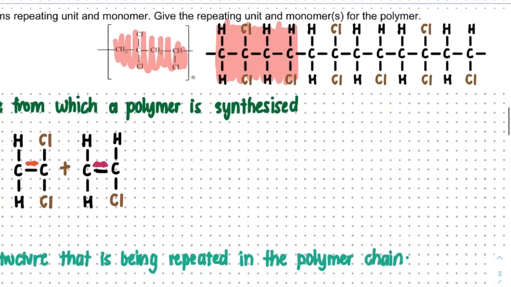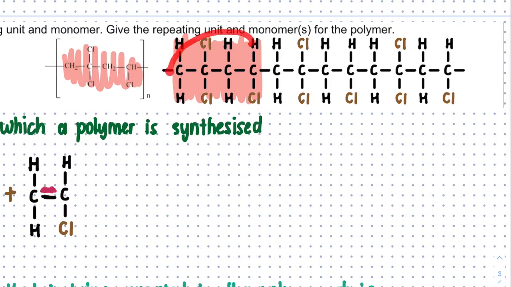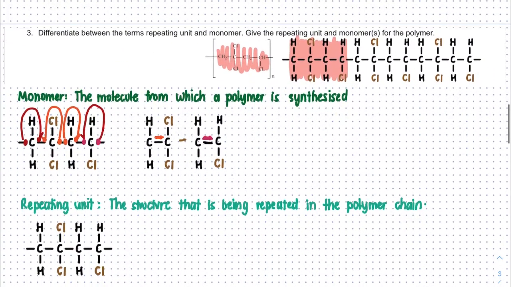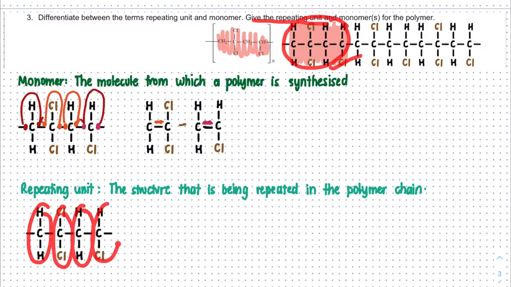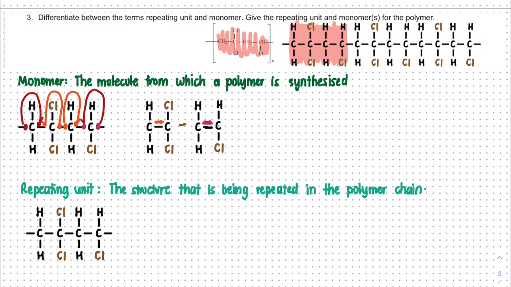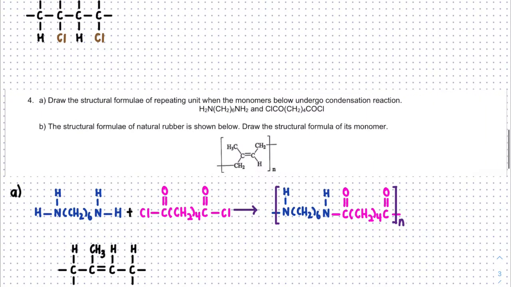Like just now, Miss drew it many times. So this is not my monomer, this is my repeating unit. This is the first one, this is the one I repeated the second time, and this is the one I repeated the third time. So this is the definition. Then, give the repeating unit. What we repeat many times is this one: CH2, CCl2, CH2, CHCl. So that is for question number 3. Next question. Question number 4.